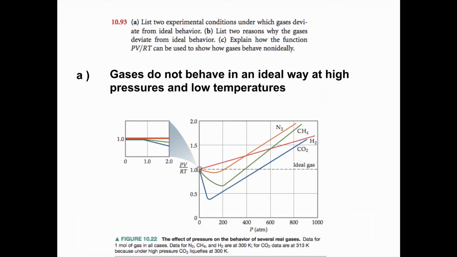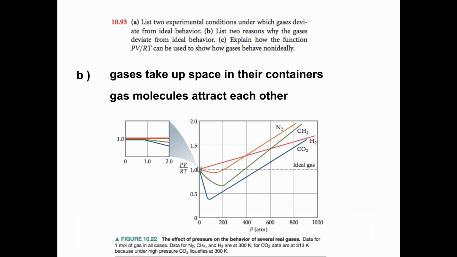Oh, okay. So I already answered it. Let's list two experimental conditions under which gases deviate from ideal behavior, right? So if you increase the pressure, this shoves the particles closer together. If you lower the temperature, those intermolecular attractions can't be ignored anymore because the particles are moving slower. So gases won't behave in an ideal way at high pressures and low temperatures. B, explain two reasons why gases deviate from ideal behavior. Well, because the gases take up space in the containers and the molecules attract each other.